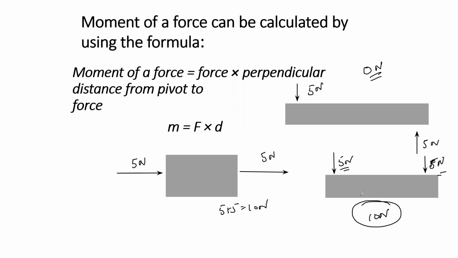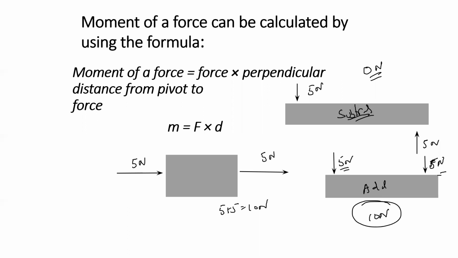When we say the turning effect was 20 Newton meter, but the unit of the force is Newton. So if two forces are acting in the same direction, we will add them. If they're acting in the opposite direction, we will subtract them. Is it clear? Yes, sir.